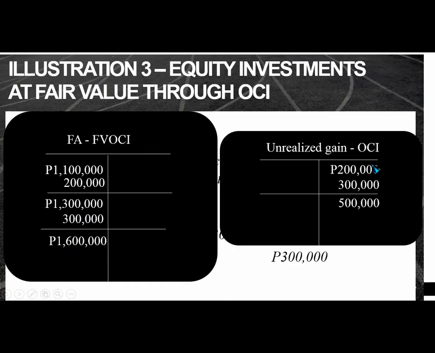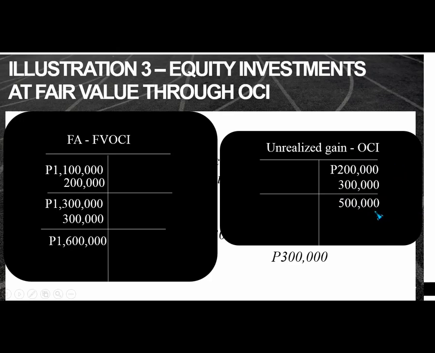Now, what about the unrealized gain OCI? Okay. So, anong nangyari? Itong 200,000, ito yung ating unrealized gain OCI na na-report last year. So this year, nadagdagan siya ng 300,000, no? Itong 300,000. So magkano yung cumulative na balanse? So that's 200,000 plus 300,000. As of December 31, 2020, meron ka ng balanse na 500,000 sa unrealized gain OCI.